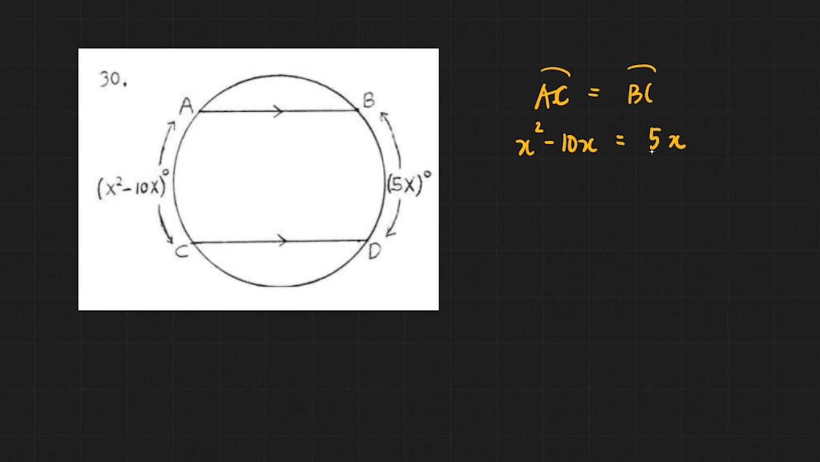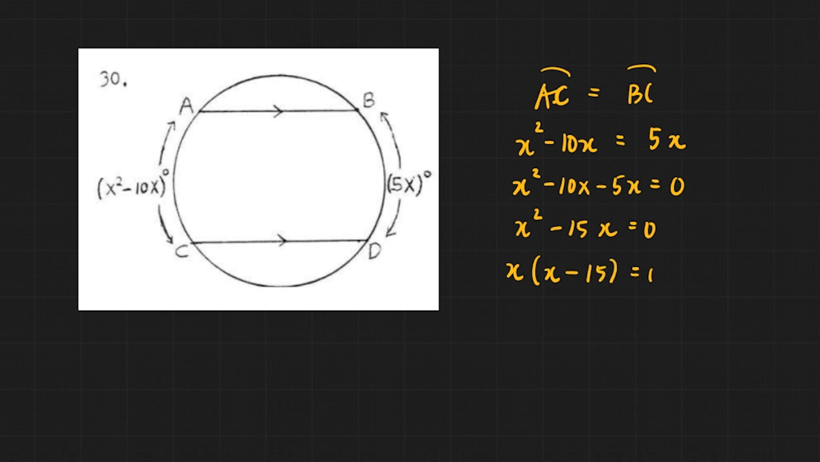All you have to do is to transpose 5x to the other side. We have x squared minus 10x minus 5x is equal to 0. X squared minus 15x is equal to 0. Let's factor this. We have x times x minus 15 equals 0. By the zero product property, we know that x is equal to 0 or x is equal to 15, and we cannot accept 0 because this whole thing will become 0. So therefore, x is equal to 15.